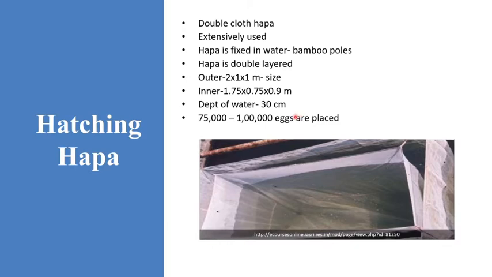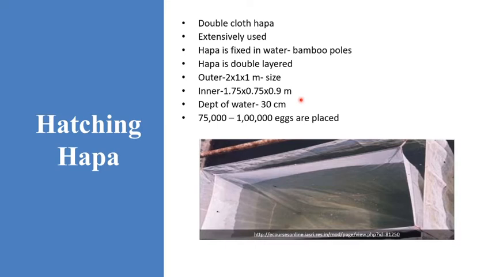The most frequently used cloth for the hatching hapa is 2 x 1 x 1 meter in size for the outer one, and the inner wall size is 1.75 x 0.75 x 0.9 m. The water depth is maintained at around 30 centimeters. These hapas are arranged in a series. 75,000 to 1 lakh eggs are kept in one hapa inside the inner wall for hatching.